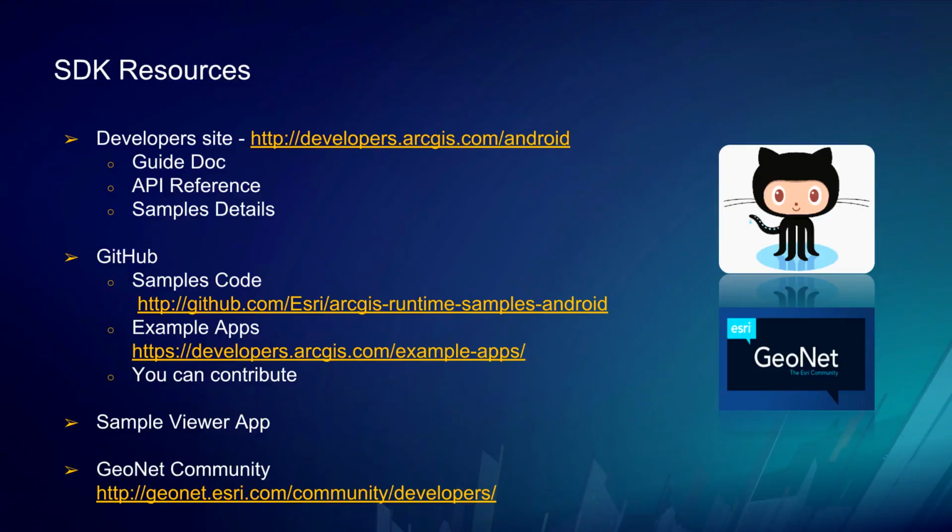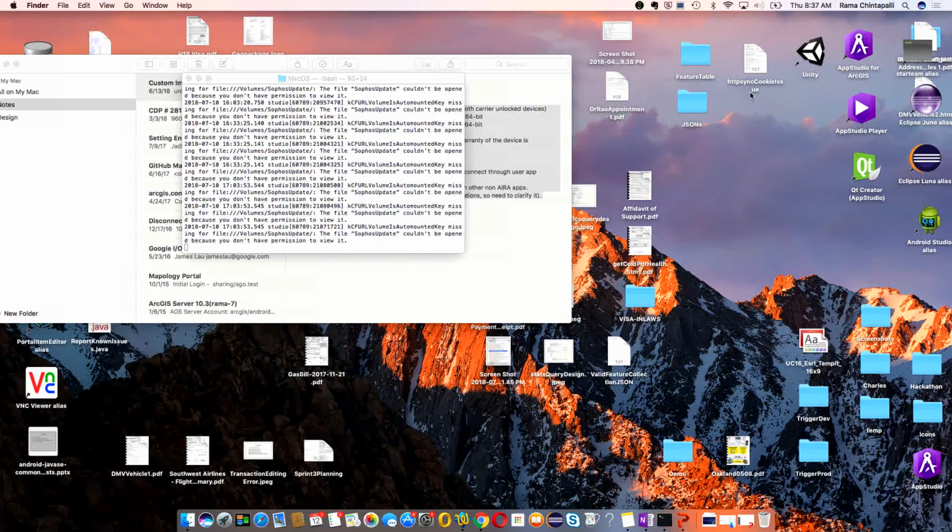So there are other SDK resources available for you. These would be the places where you can go to know what other SDK resources are available. As I said, going to developers.arcgis.com, that's where you will see all the guide docs and the API references for the classes. There are samples available there, and there are details of samples explained. So I'll quickly show.